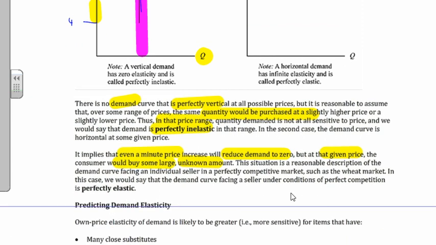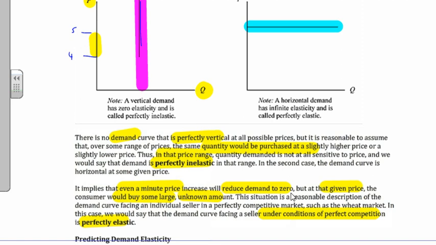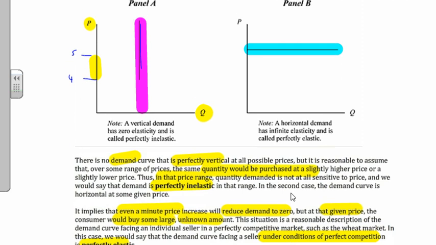Okay. We'd say that the demand curve facing a seller in perfect competition would be perfectly elastic. Everybody comfortable with that? Okay, that talks then about the horizontal. Let me just go back a little bit down there. Okay, over here. And what do we notice about the horizontal curve?